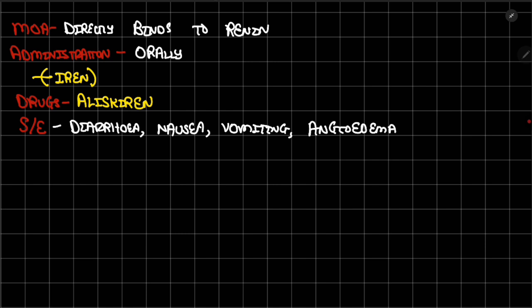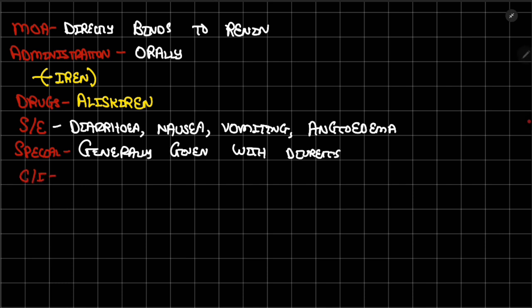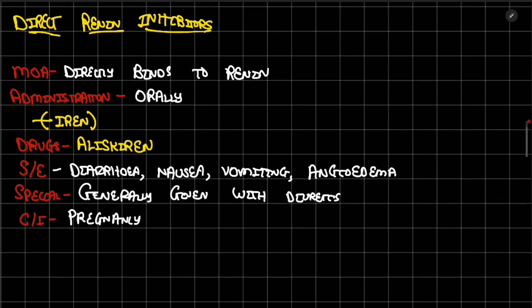Okay, and one special point, they are generally given with diuretics to increase its action. And contraindication is pregnancy. Very basic drug. Okay, so this was all about direct renin inhibitors.